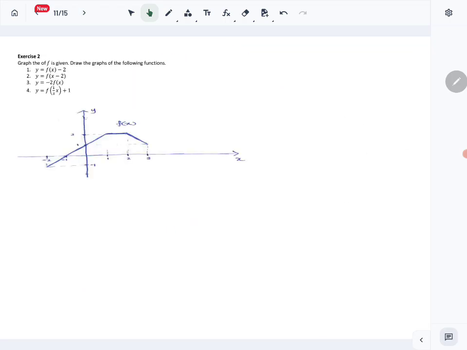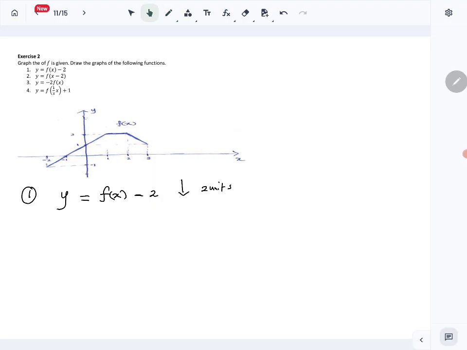Okay. Now let's look at another exercise. Right. So here this is the function. Function is given to us, right? And we have to draw these curves, right? So let's do the first one. So what is the transformation applied here? Minus 2 outside. So that means 2 units down.